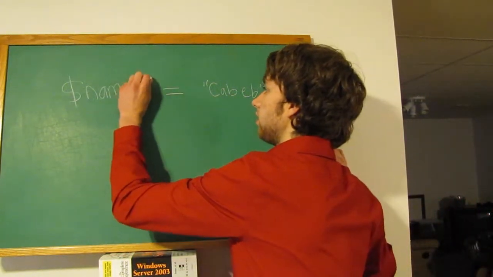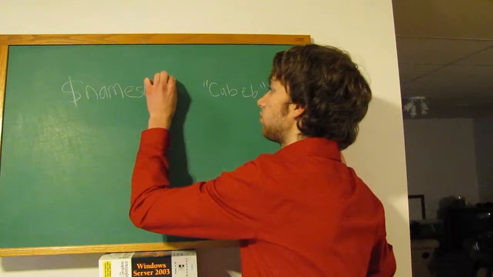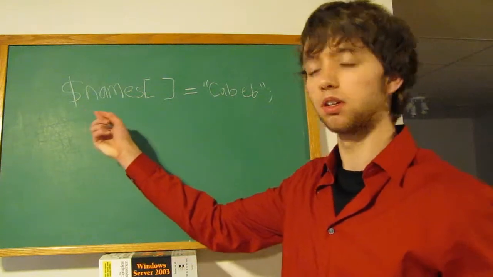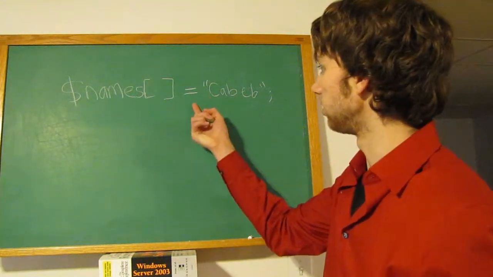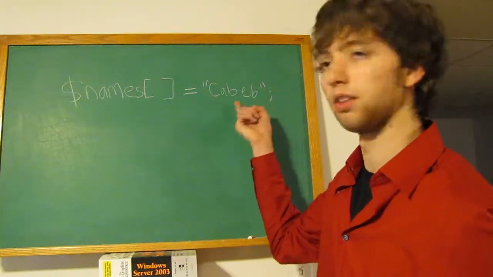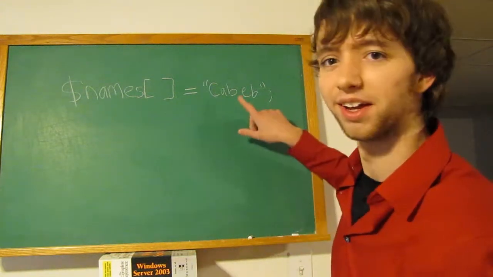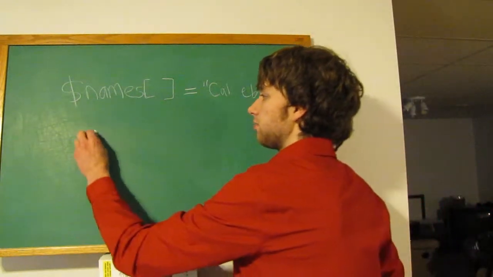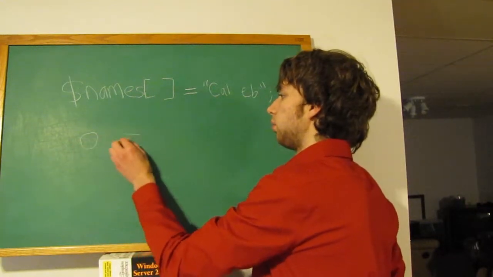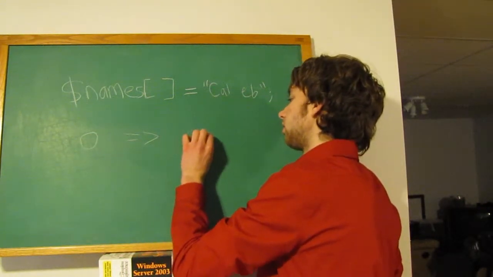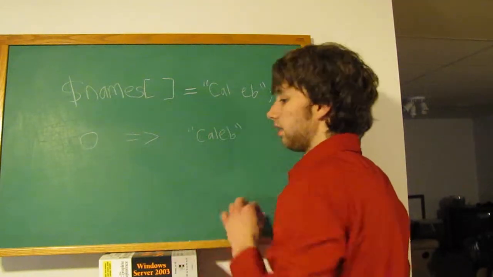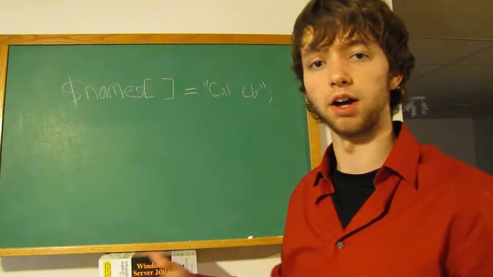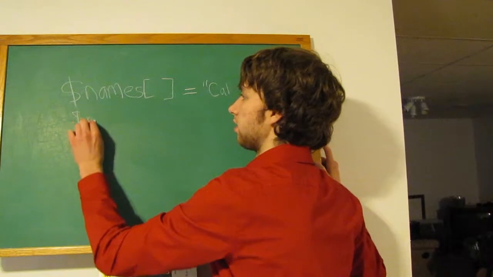So we could add this little box, two square brackets, and then an equal sign. So now we have names, square brackets, is equal to, or is assigned, the string Caleb. So now, the key 0 points to the value Caleb. Now, you can add another key value pair just by doing this again.